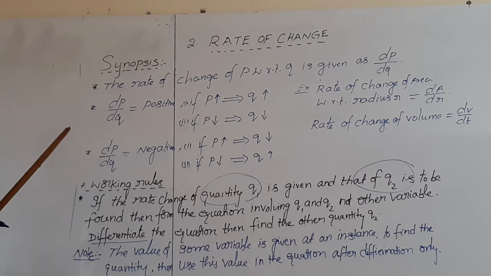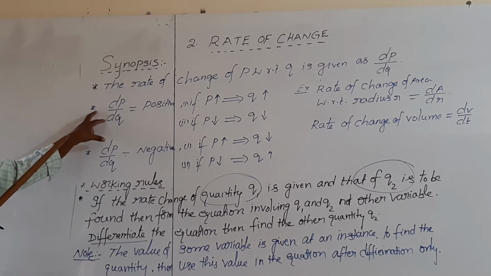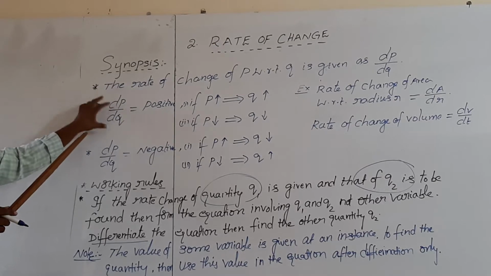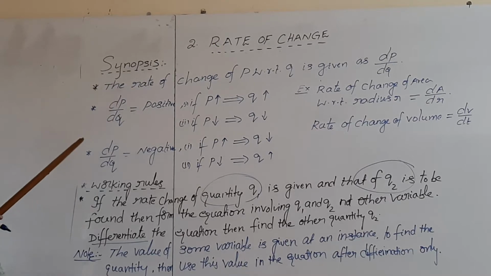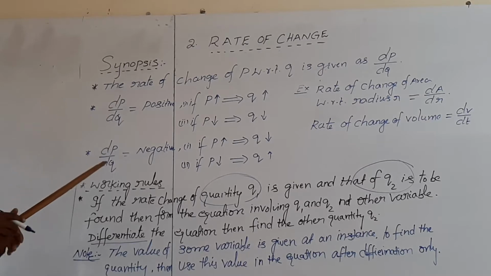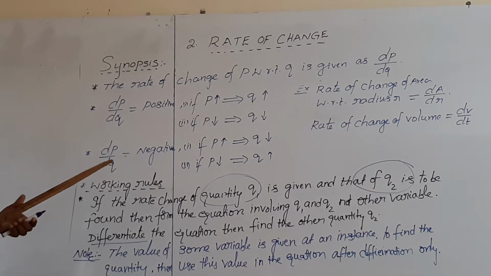And also remember the solid geometry formulas: area of a circle, volume of a sphere, surface area of a sphere, area of a square. All formulas we have to remember. Area of an equilateral triangle, those formulas are already given in theory classes. Let us see the problem.